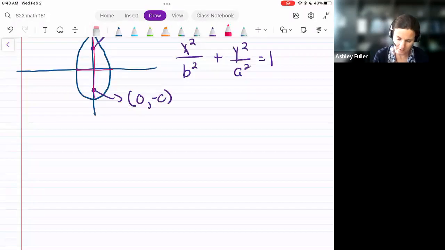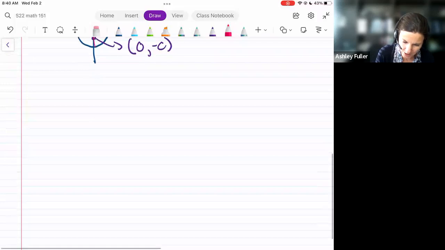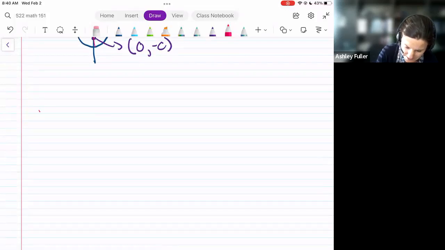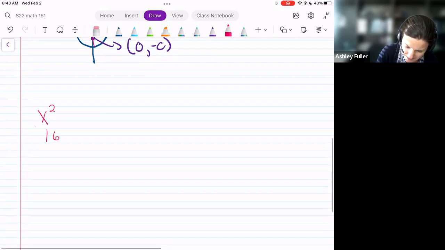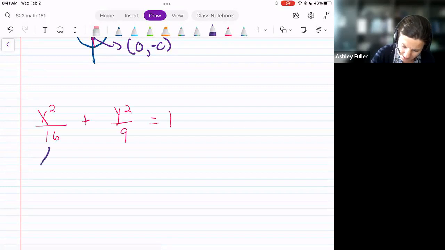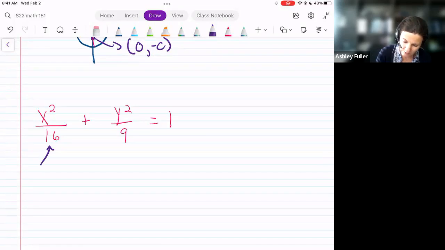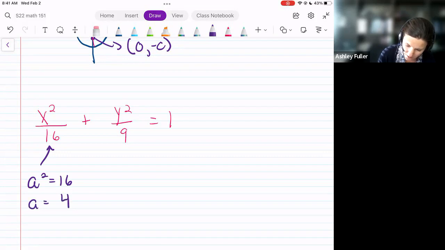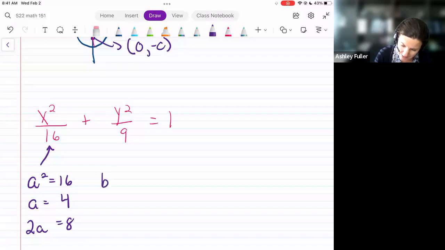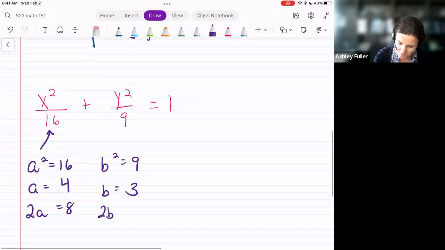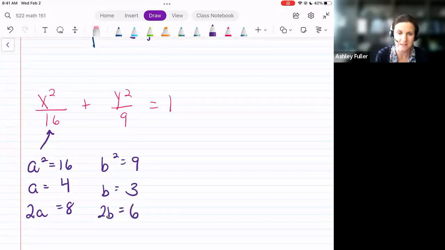Let's do an example of how to use this information to determine and graph an ellipse. If we have x squared over 16 plus y squared over 9 equals 1, because this value is bigger, we know it's going to be a horizontal ellipse. That is our a squared term. A squared is 16, which means a is 4, so that major axis is going to be 8. B squared is 9, which tells us b is 3, so 2b, or the minor axis, is going to be 6.